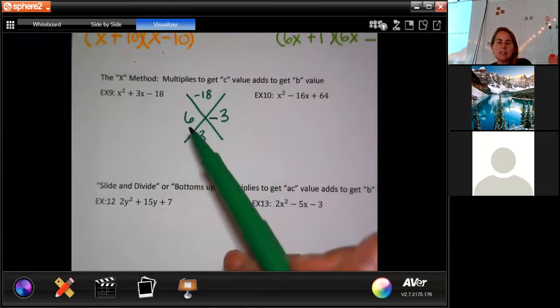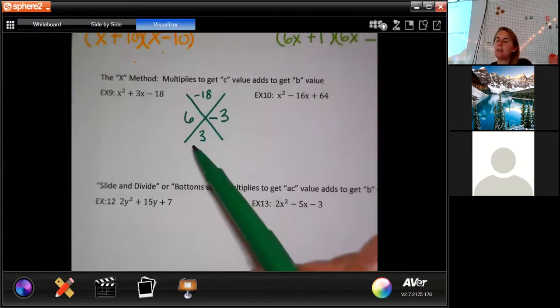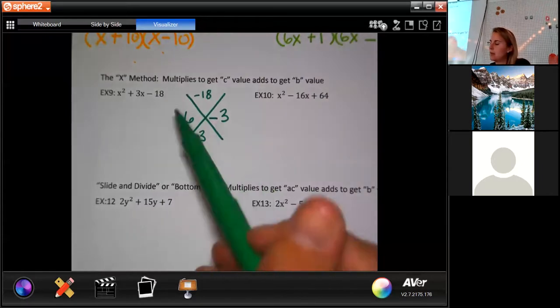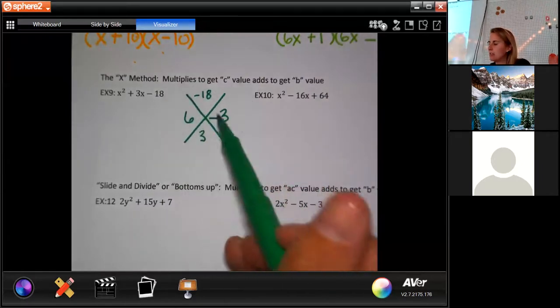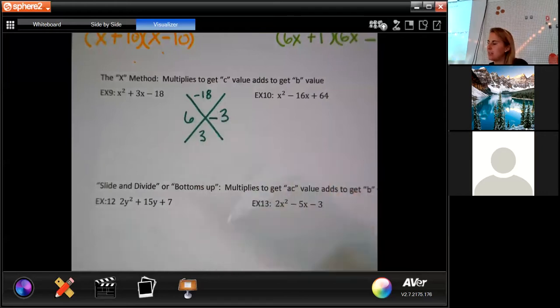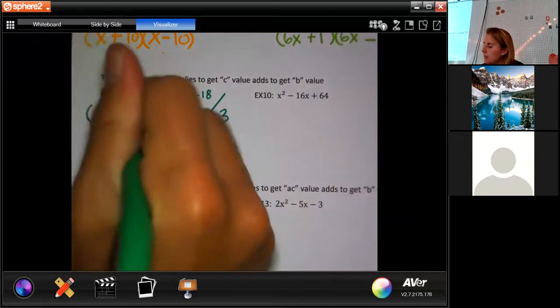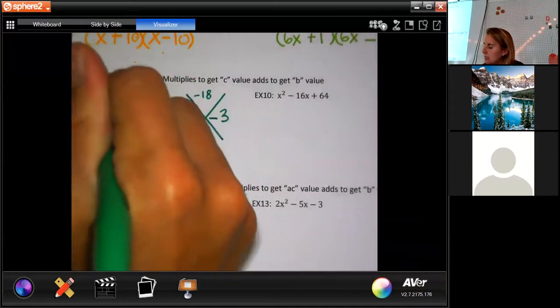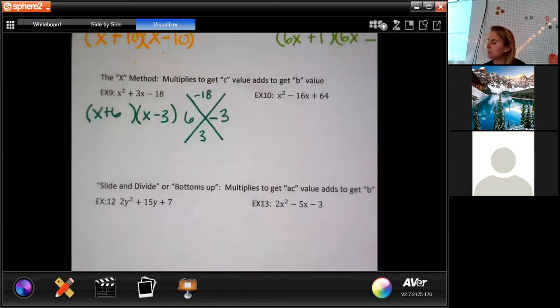If we did it opposite, if the 6 was negative, that would be a negative 3 down here, and it would be wrong. So make sure that everything matches. 6 minus 3 is 3. 6 times negative 3 is negative 18. And then you can throw it into your factors, x plus 6, x minus 3.